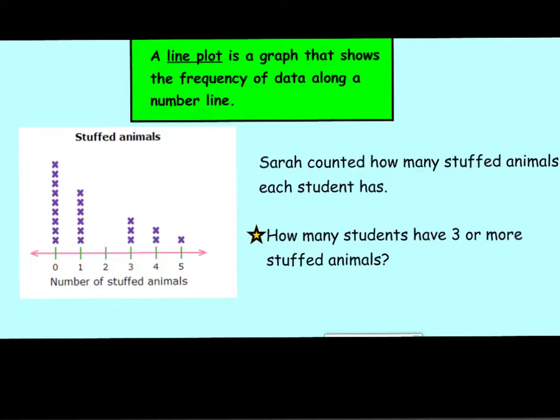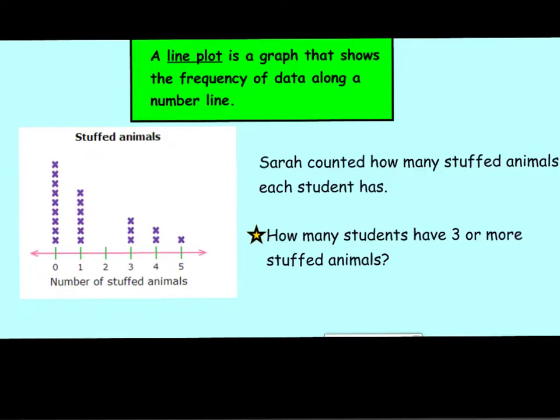A line plot is a graph that shows the frequency of data along a number line. So it's showing how many times something is coming up with the information that they're giving you on a number line. So here is our line plot right here, and the title of it is Stuffed Animals, and down here at the bottom it's telling us the number of stuffed animals, and it's going from 0 to 5.